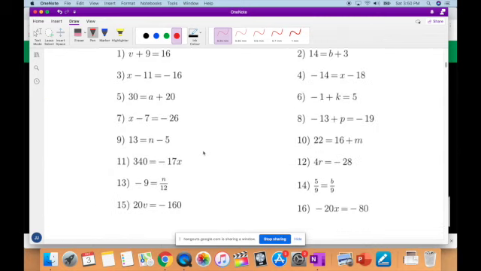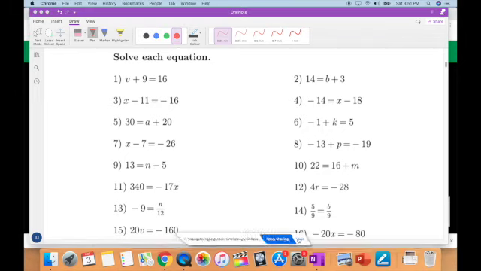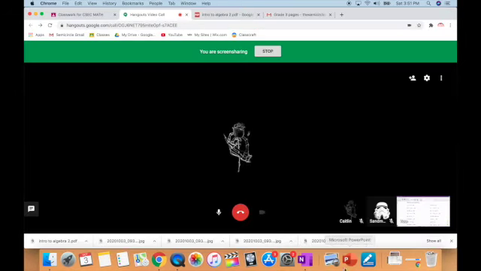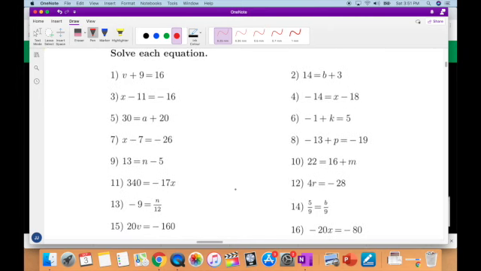Now, let's do this. Caitlin, how did you find this section here? Easy or hard? Easy. Real easy, right? So obviously I don't need to do all 16 questions, but which questions would you like me to do, Caitlin?